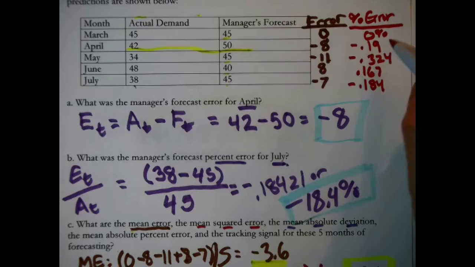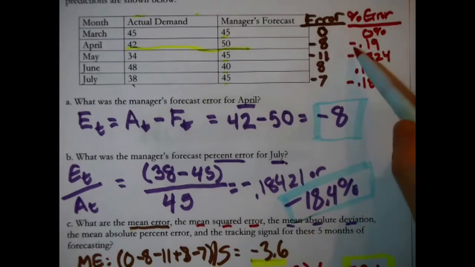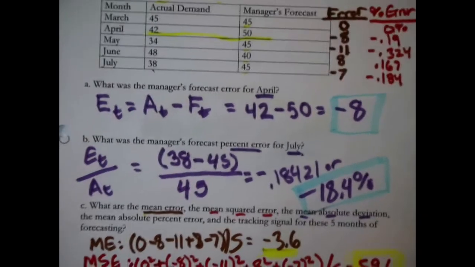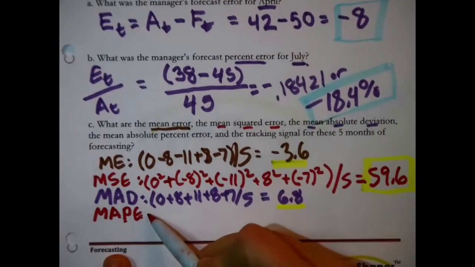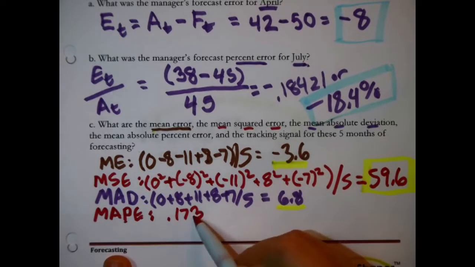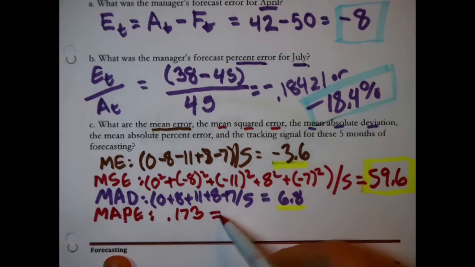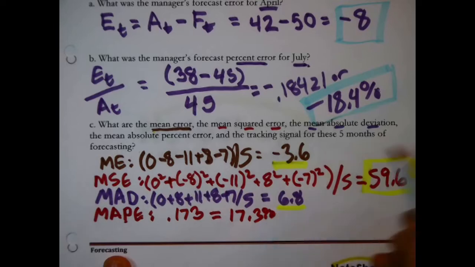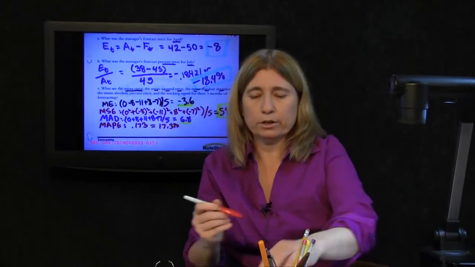Now, what I'm trying to do is calculate the MAPE, the mean absolute percent error. That means that what I'm going to want to average is, just ignore the signs, 0, 0.19, 0.324, 0.167, and 0.184. Add them up. Divide that by 5. What did I get? I got 0.173 was the result. Or, it's a lot more intuitive to state it as a percent. 17.3% was the mean absolute percent error.